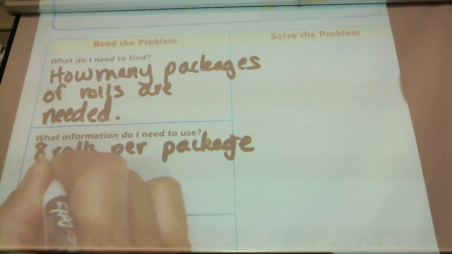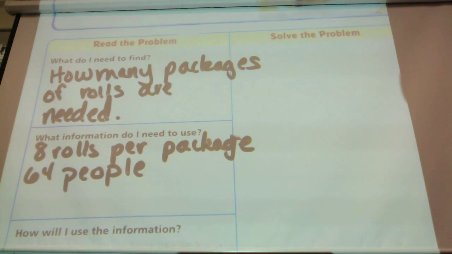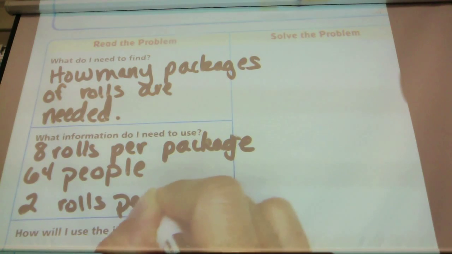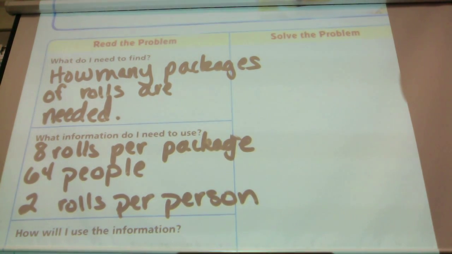$64 people, right? And there's one more piece of information that's very important. Sophia: 2 dinner rolls. 2 rolls per person, right? Do I just multiply all these numbers now?